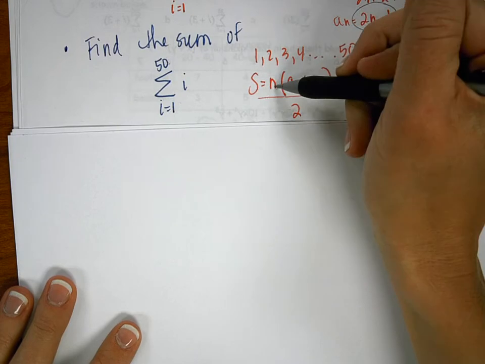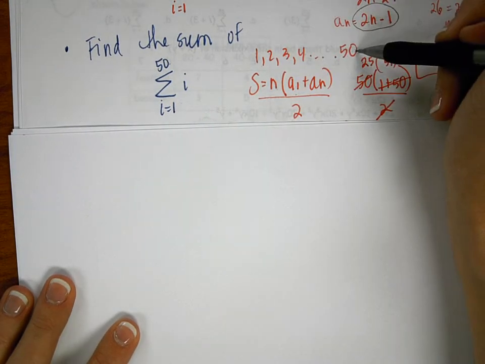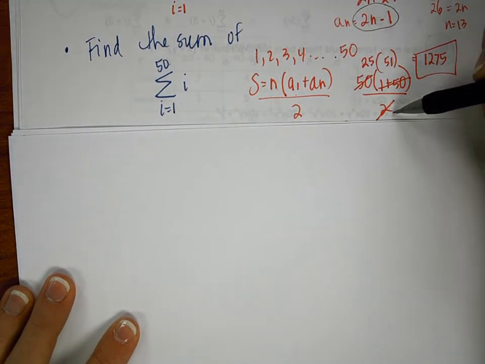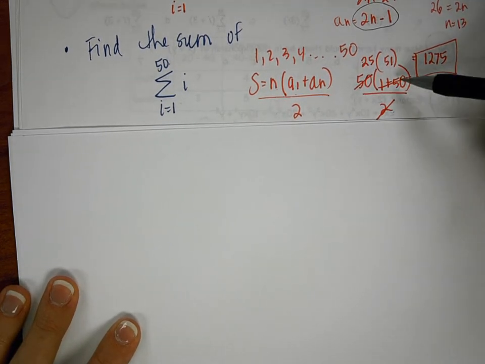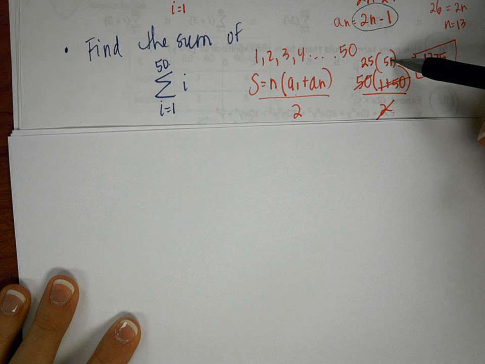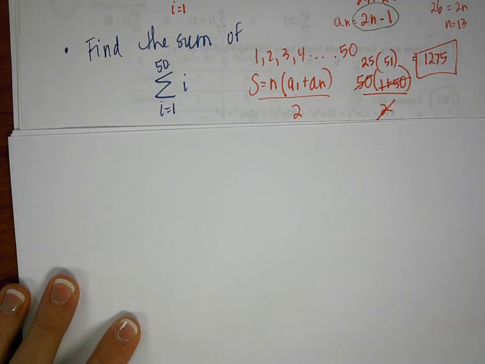Your first value is 1. Your last value is 50, and you divide by 2. So here, 1 plus 50 is 51. These reduce, and then you get 25 times 51, which makes your 1,275. Moving on.